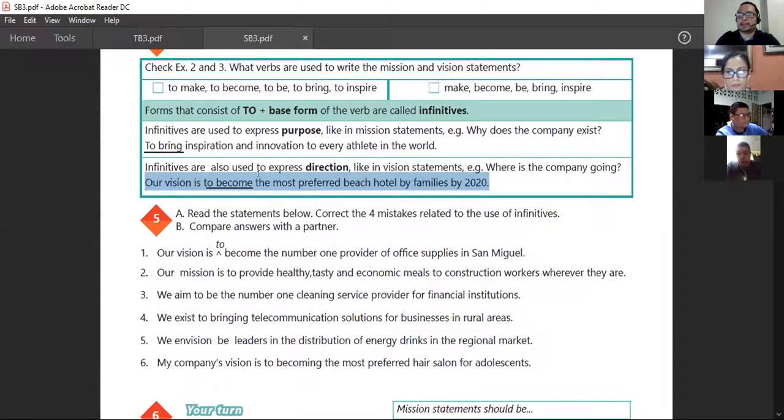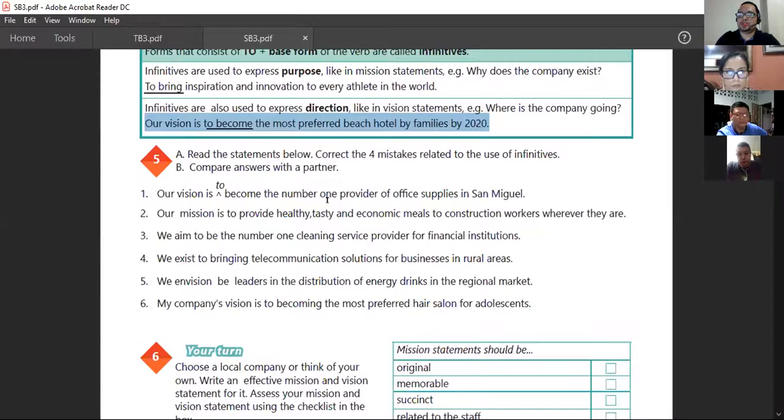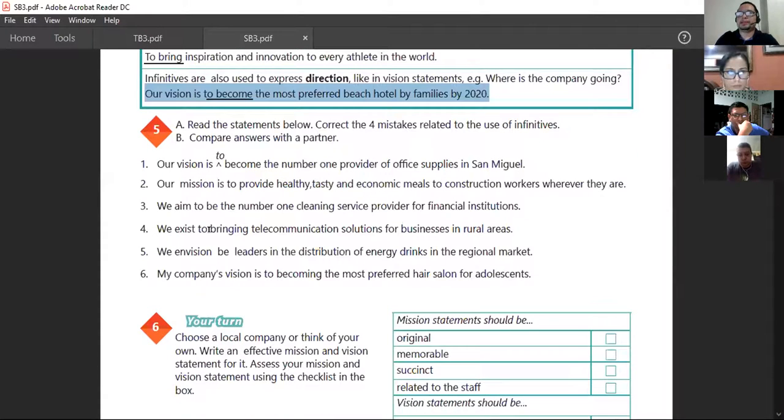Okay, let's do the exercise. Our vision is to become the number one provider of office supply in San Miguel. ¿Cómo sería la segunda? Volunteer. Is it correct or not? ¿Está correcto o no? Hay cuatro errores en estos ejercicios. Is it correct o hay algo que agregarle? Our mission is to provide healthy, tasty, and economic meals to construction workers wherever they are.